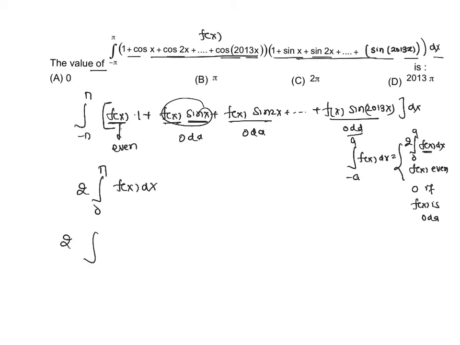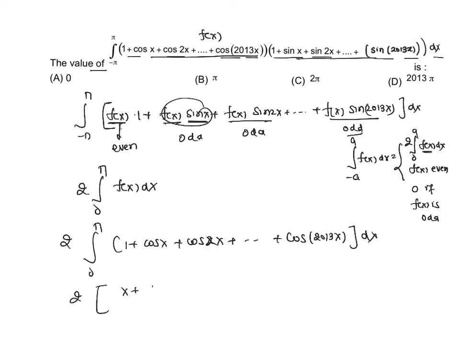So 2 times the integral from 0 to pi of f(x) is nothing but the integral of 1 plus cos x plus cos 2x plus dot dot dot plus cos 2013x into dx. Now we will integrate this. 2 times this will come to x plus sin x plus sin 2x by 2 plus dot dot dot plus sin 2013x divided by 2013, from 0 to pi.